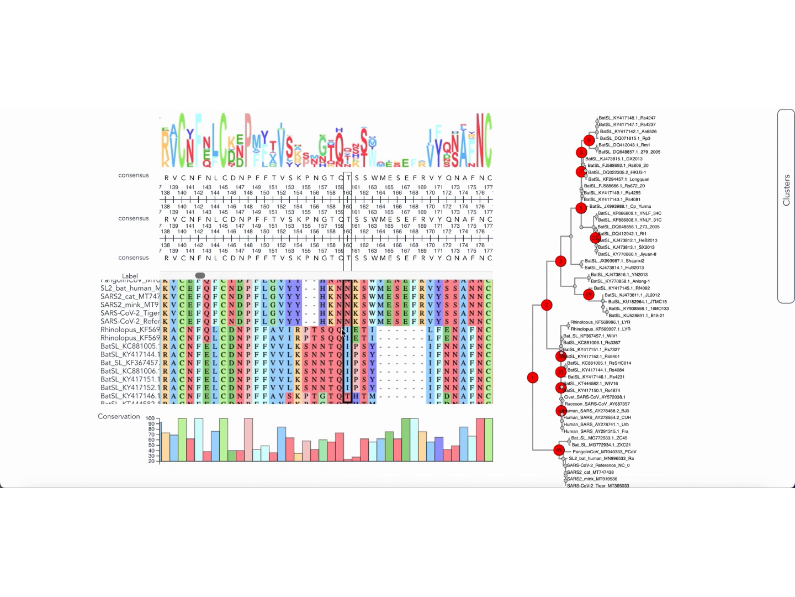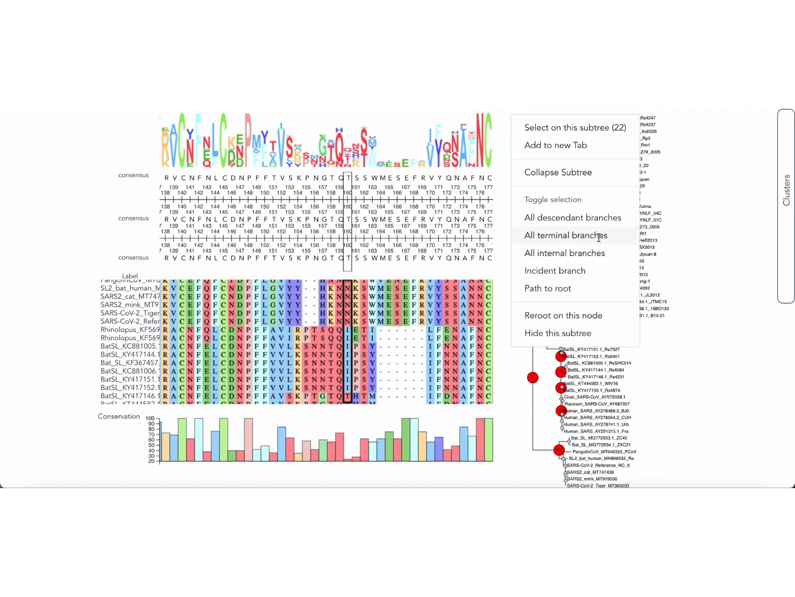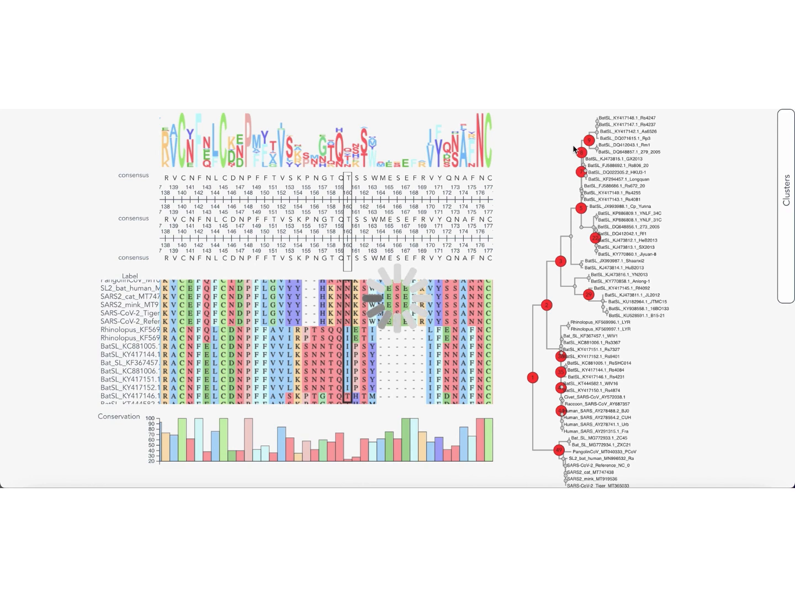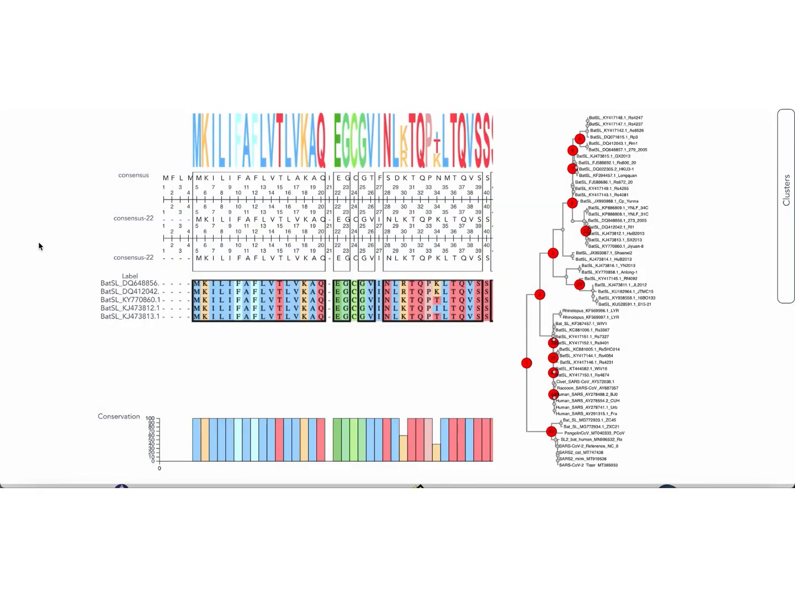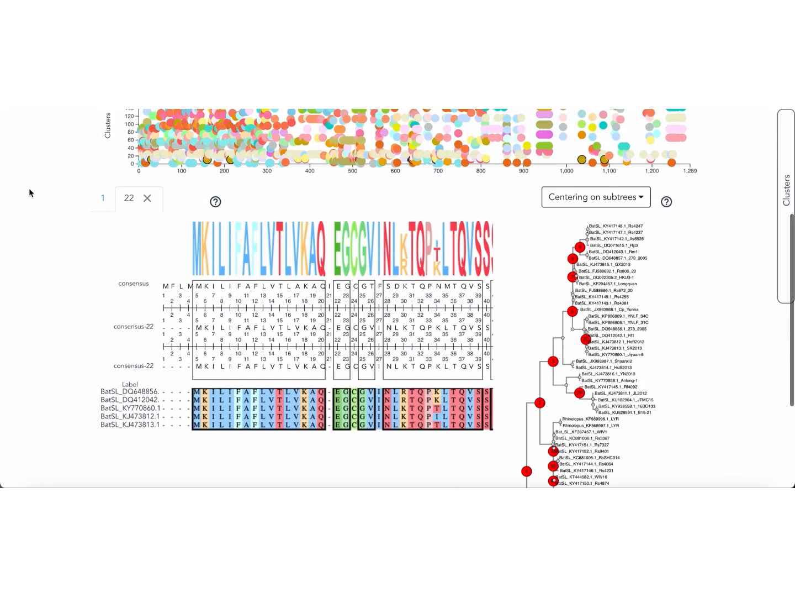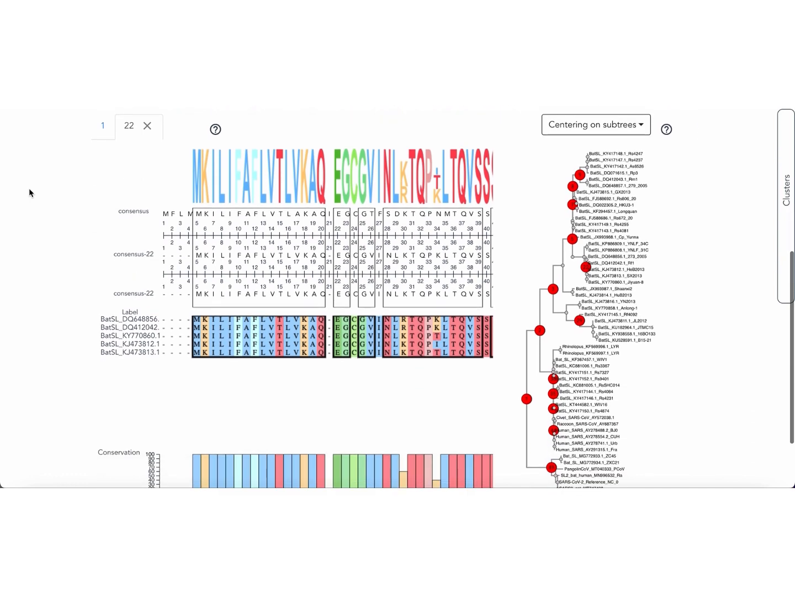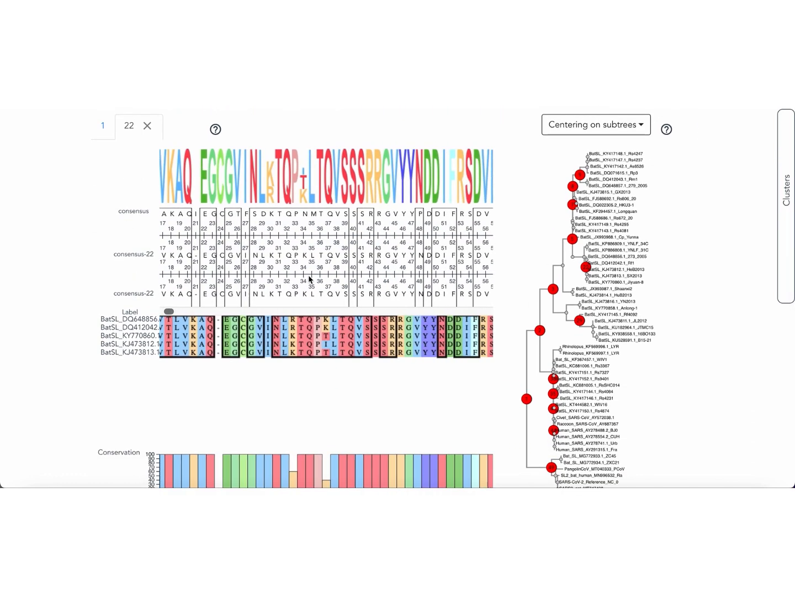It is also possible to only show the multiple sequence alignment relative to one subtree in particular by clicking the corresponding red node and selecting Add to New tab. This is especially helpful when iBIS2 has been run with the option for recalculating the best alignment for each subtree.